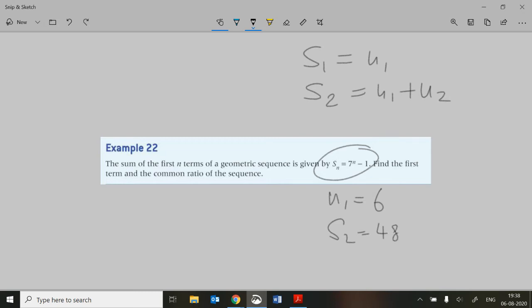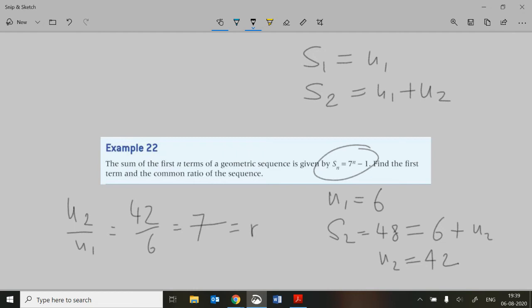So 48, where are we going from there? Find the first term and the common ratio. So that's equal to U1 plus U2. That's 6 plus U2, so U2 is equal to 42. And so the common ratio is always the next term divided by the previous term, which is 7. So there we go, we found the 7 there as well. That's our common ratio. Okay, well, we're still motoring. Let's look at example 23.